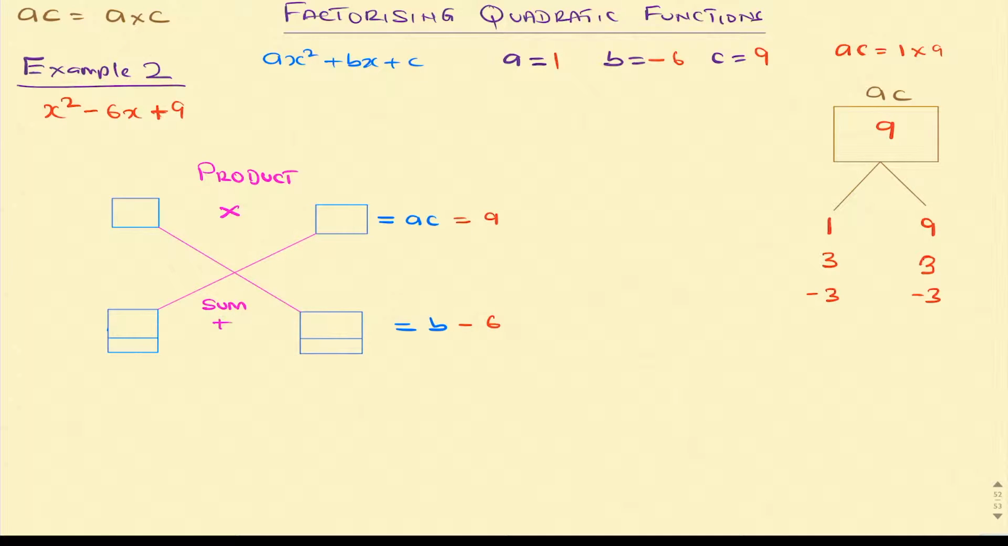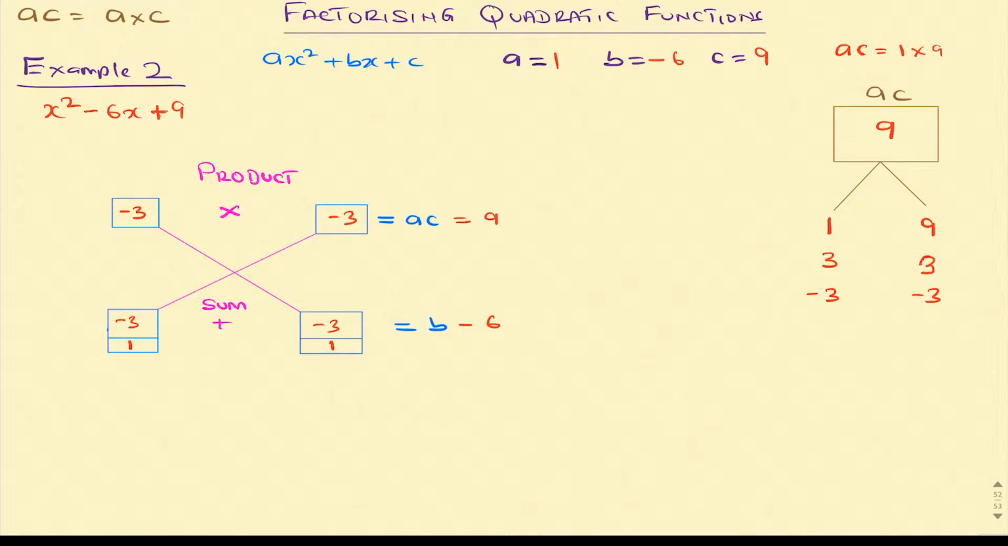Minus 3 times minus 3 is 9. Minus 3 plus minus 3 is minus 6. So in our boxes we put minus 3, and in the bottom box we put minus 3. Now we need to do one more thing. We need to divide the bottom box by A, and A is 1. So we divide it by 1.